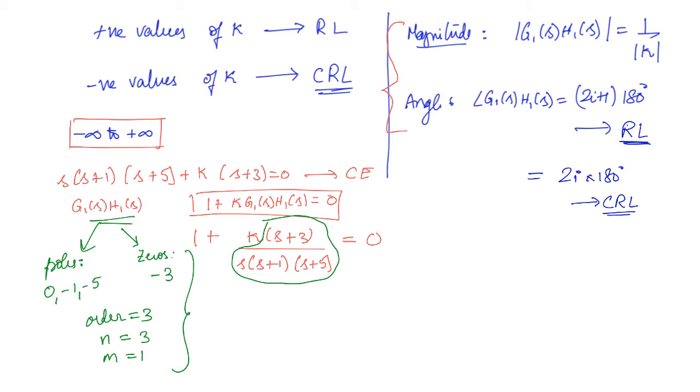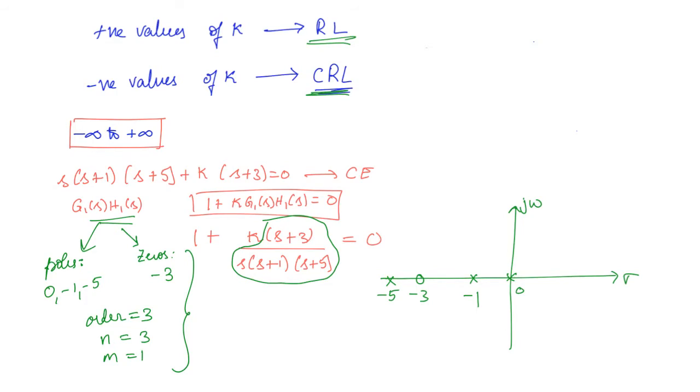See, the construction of the RL or the CRL will be very similar. Only some changes will be there. Now, this is the S plane. Here also, first you will mark the poles and zeros. So you have one pole at 0, one pole at -1, one pole at -5, and one zero at -3. Till here it is the same as the root locus. These are the preliminary things.